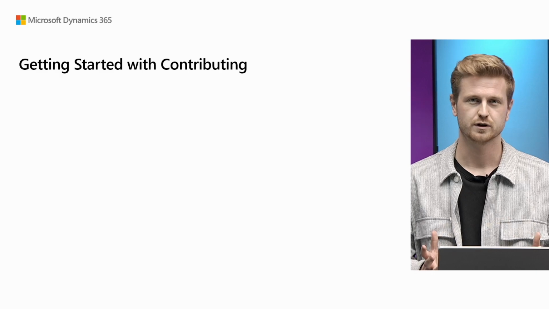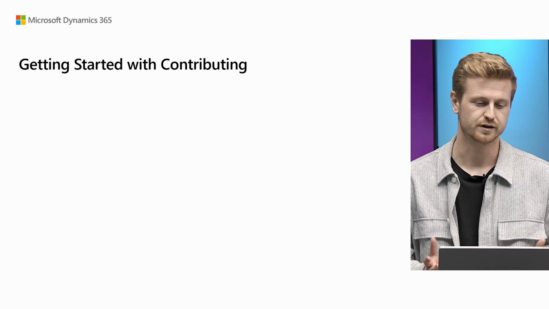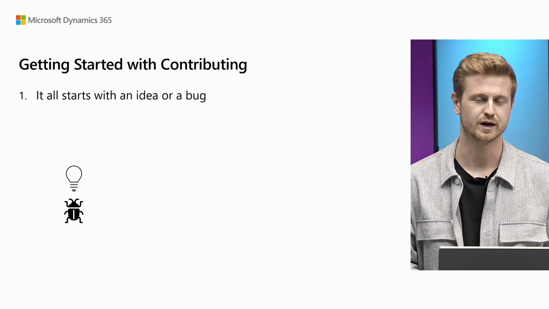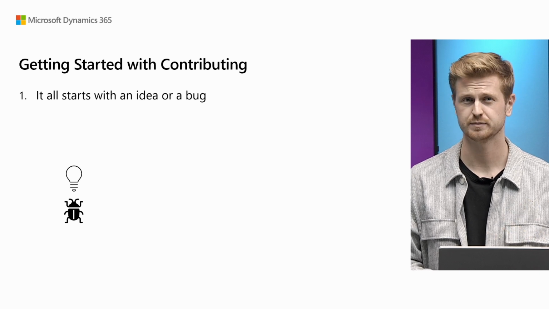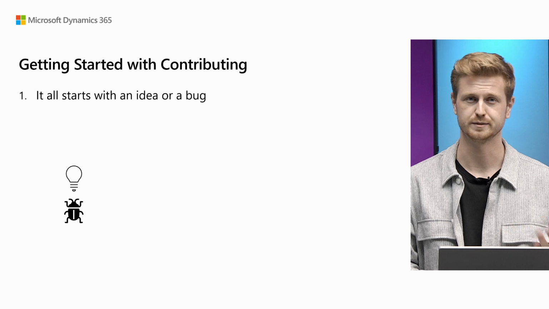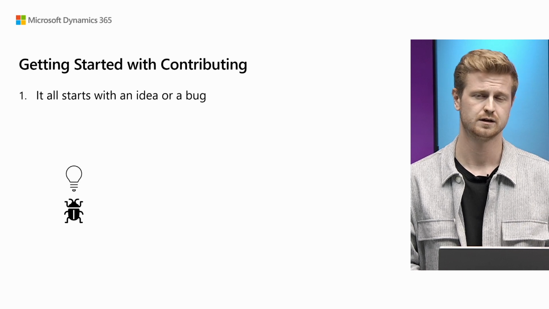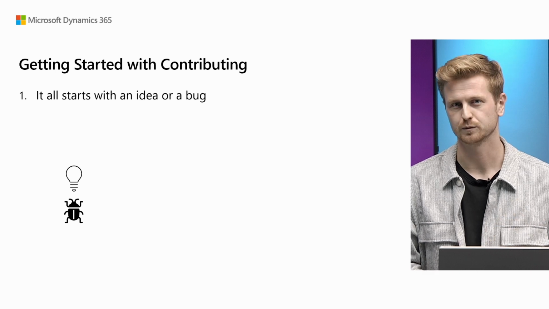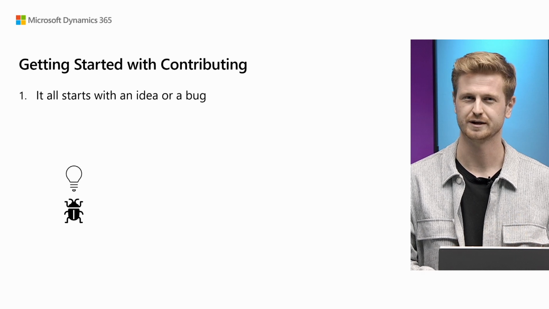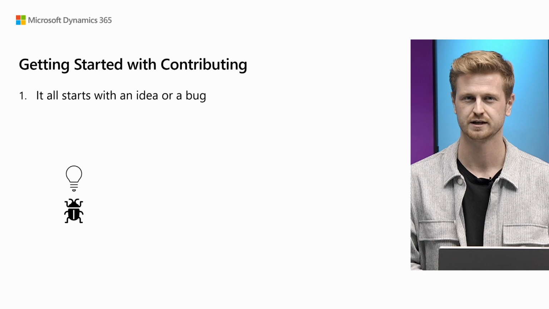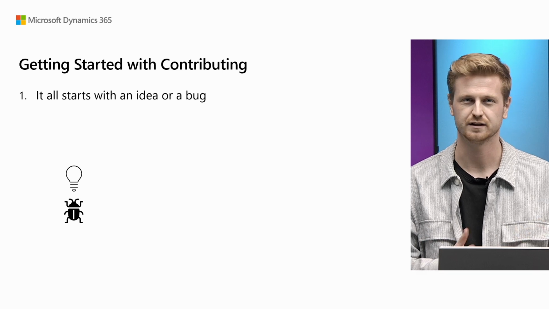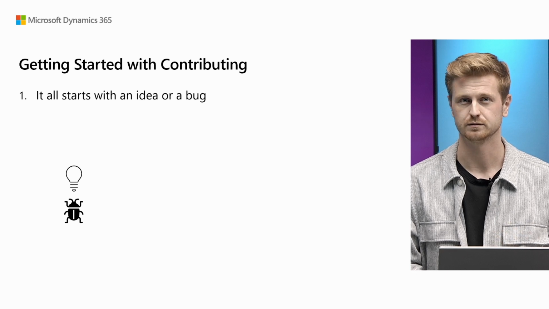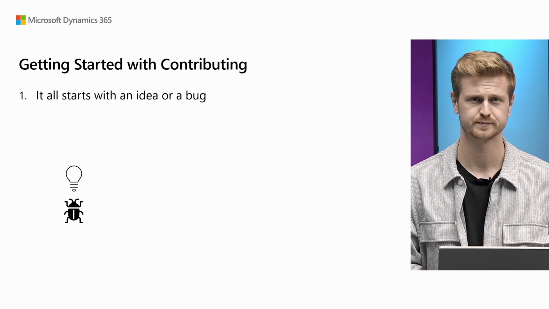So to get started with contributing to the BCApps repository, the first thing you'll need is just an idea or a bug. An idea could be something you find on the BC Ideas page. It could also be an idea that you've submitted yourself to the BC Ideas page. Or you can find a bug in the product. Ideally not something with customer impact, because as Maria already mentioned, that's something we should expedite. But if you have something that is just mildly annoying to you and you want a way of fixing it, by all means, continue with a contribution.